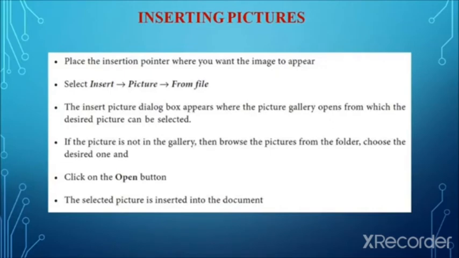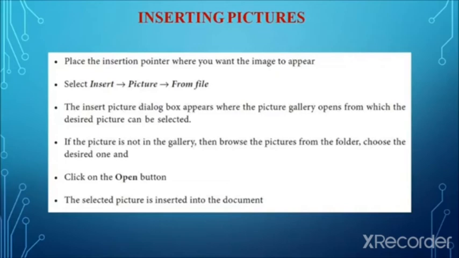For inserting the image from a file, these are the steps to be followed. First we have to place the cursor, that is the insertion pointer, where the image is to be inserted or where the image should appear. Next you have to select the insert menu, from that the picture submenu, and you have to select the from file option. The insert picture dialog box will appear.